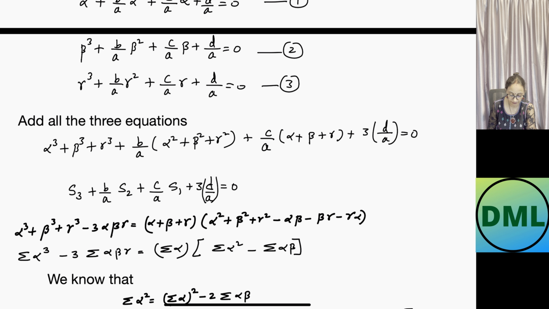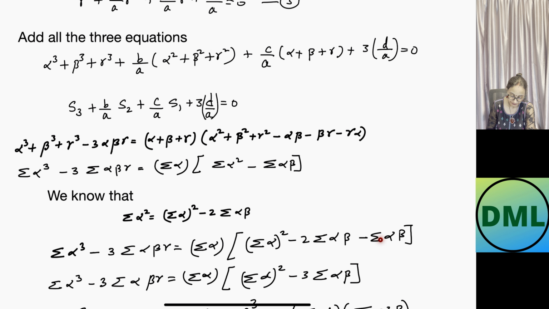We know that sigma alpha square will be written as sigma alpha the whole square minus 2 sigma alpha beta. I am going to substitute this value for sigma alpha square here at this position. It will be written as sigma alpha cube minus 3 sigma alpha beta gamma. Sigma alpha as it is. Instead of sigma alpha square, I wrote down as sigma alpha the whole square minus 2 sigma alpha beta. Minus sigma alpha beta is as it is here. This is also minus alpha beta. This is also minus alpha beta. This is 2 times and this is 1 time. If I add it, that will be written as minus 3 sigma alpha beta, which is written here.